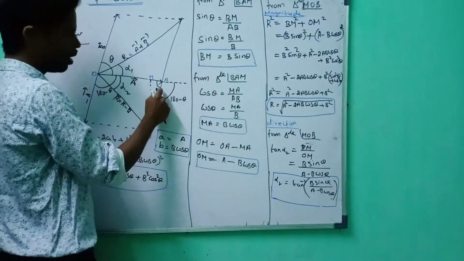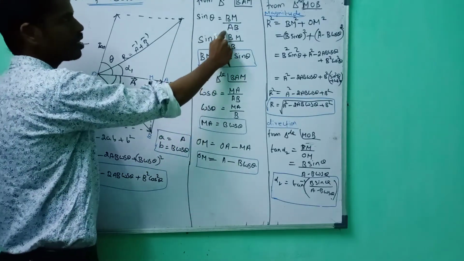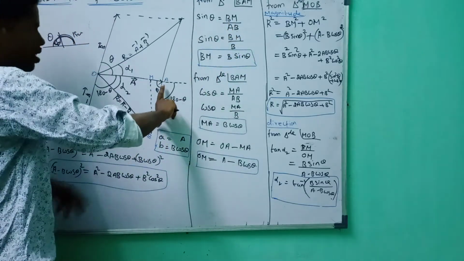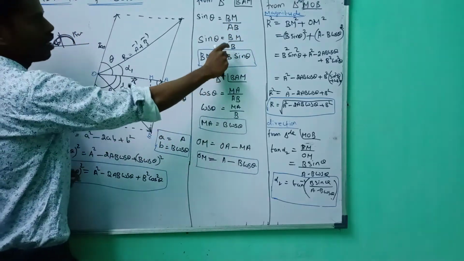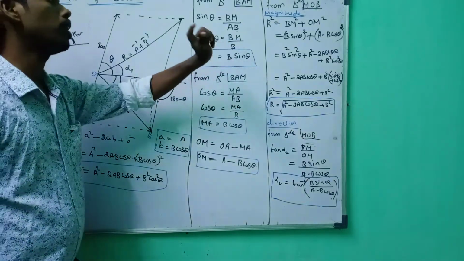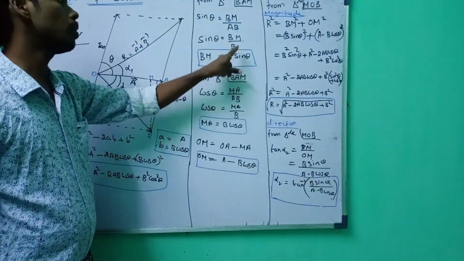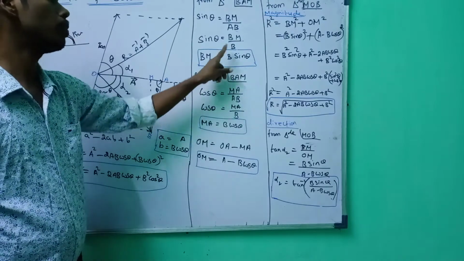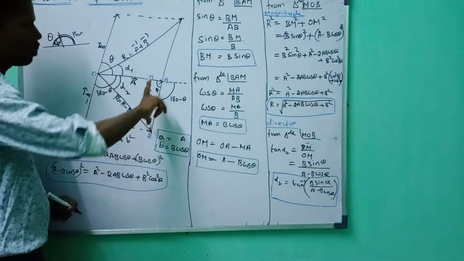So I want only BM. Instead of AB we can write B. This is the AB, the value is B. So sin theta equal to BM by B. I want only BM. So BM equal to B sin theta. We have completed this value.